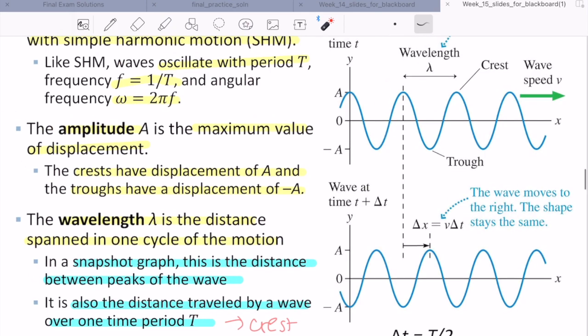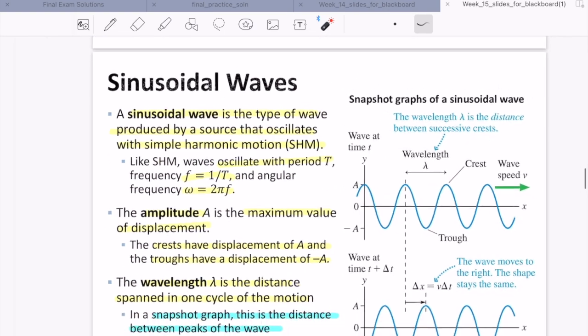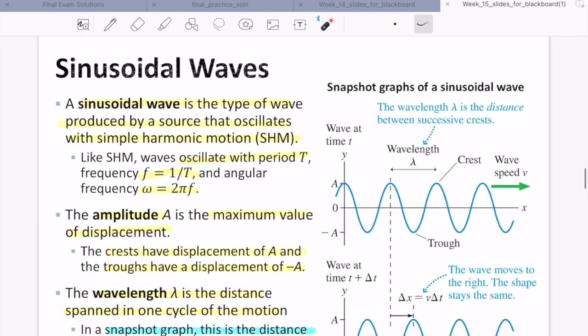wavelength, when we're looking at a graph here, it'll just be the distance between your crests. From here to here, that's a whole wavelength, right? And then you obviously have from your equilibrium position, or your 0 point, upwards is your amplitude, and from your 0 point downwards, that's your amplitude as well, just in the negative direction.